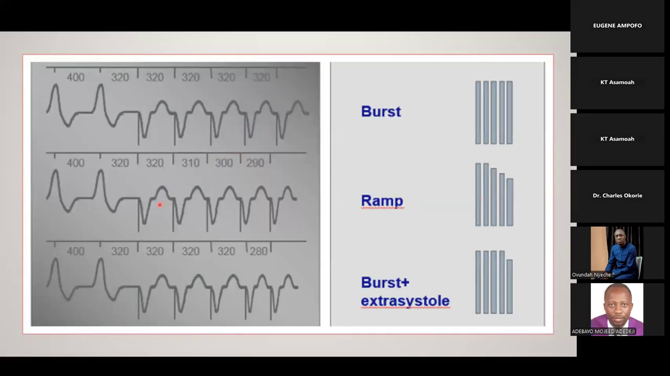Then we have ramp pacing, where you have decremental cycle lengths. So this was at a cycle length of 320, this at a cycle length of 310, this at 300, this at 290. So you realize that the cycle lengths are reducing per beat. That gives you this kind of slope where you're having decremental cycle lengths. So those are the two main methods of initiating that anti-tachycardia pacing. There's also the burst pacing with an extra systole as well.